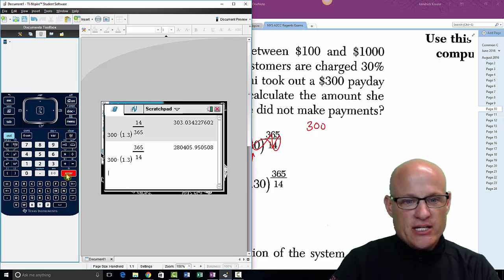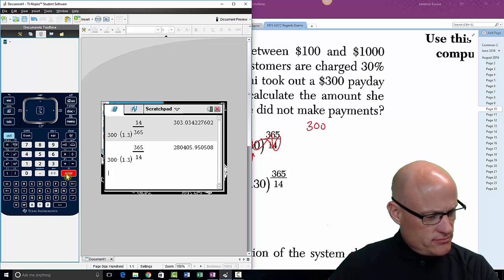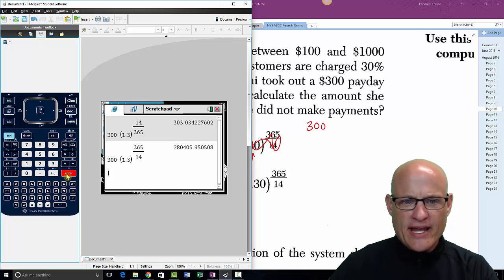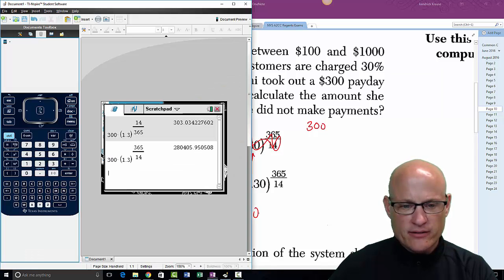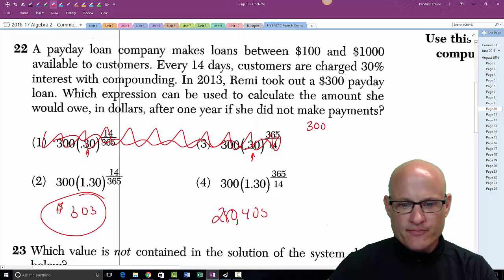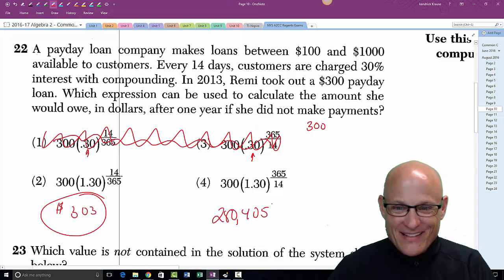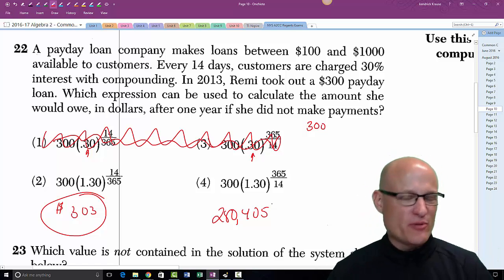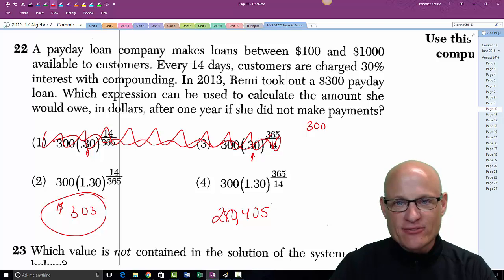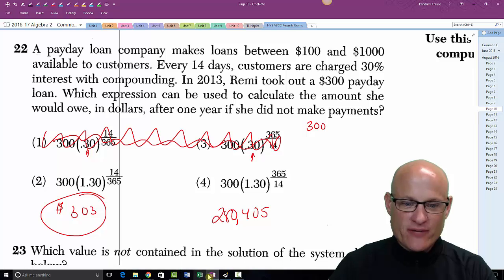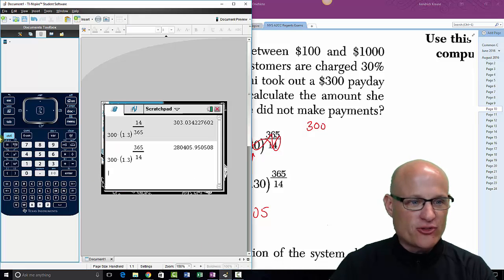365 over 14, 300, 130. So $280,405. What? So you take out a loan for $300, and at the end of the year, you owe $280,000, and hopefully you did enough discussion about exponential regression to understand this.